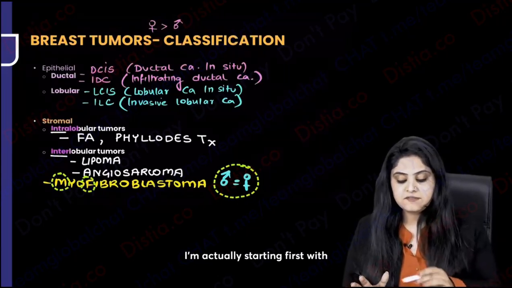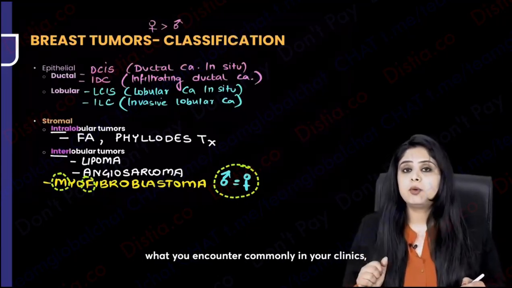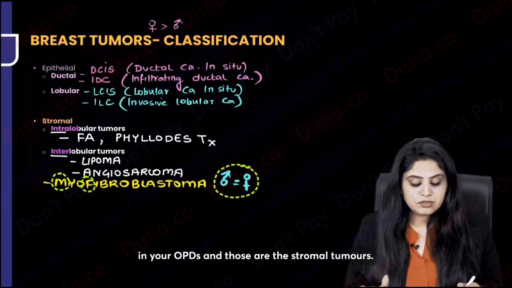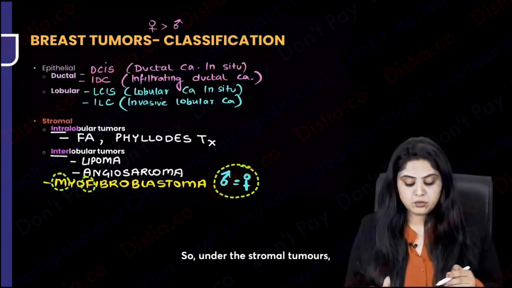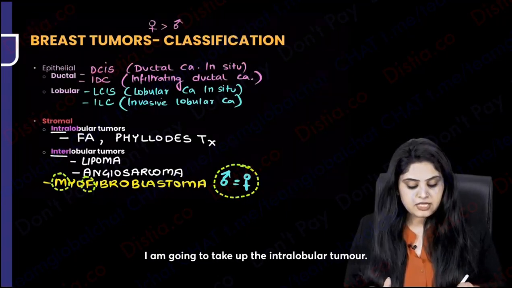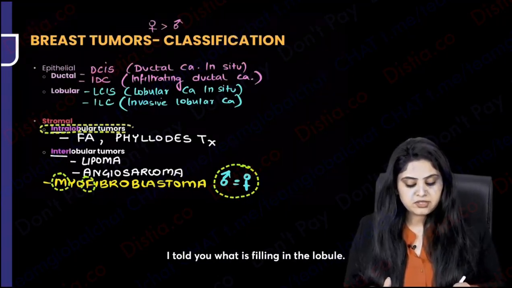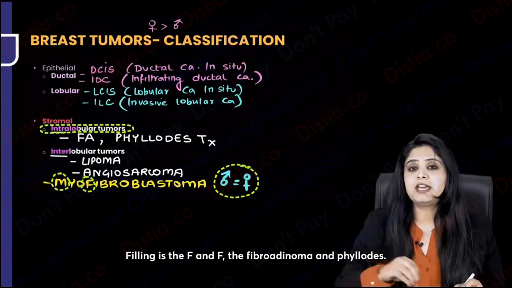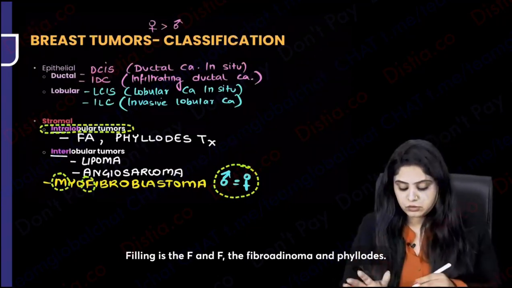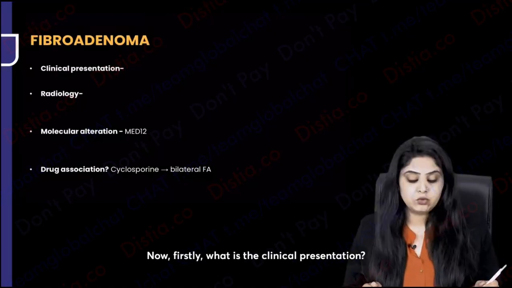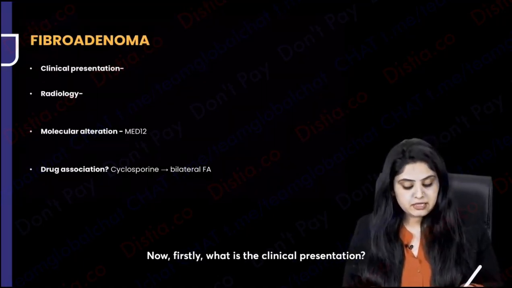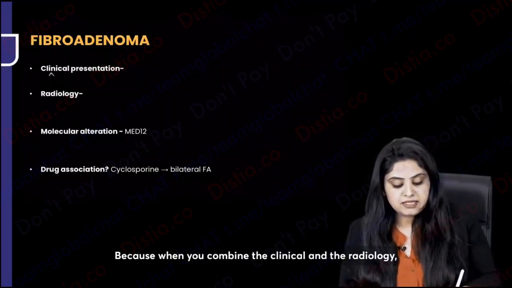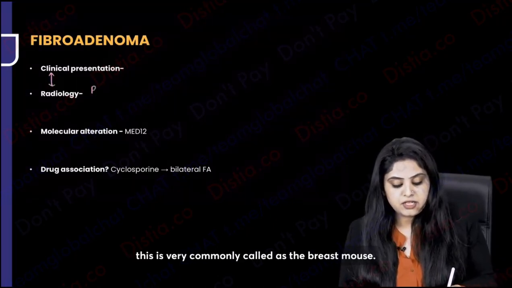I'm actually starting first with what you encounter commonly in your clinics, in your OPDs, and those are the stromal tumors. So under the stromal tumors, I'm going to take up the intralobular tumors. I told you what is filling in the lobule. Filling is the FNF, the fibroadenoma and Phyllodes. Let's begin with the fibroadenoma. Now, firstly, what is the clinical presentation? Because when you combine the clinical and the radiology, this is very commonly called the breast mouse.